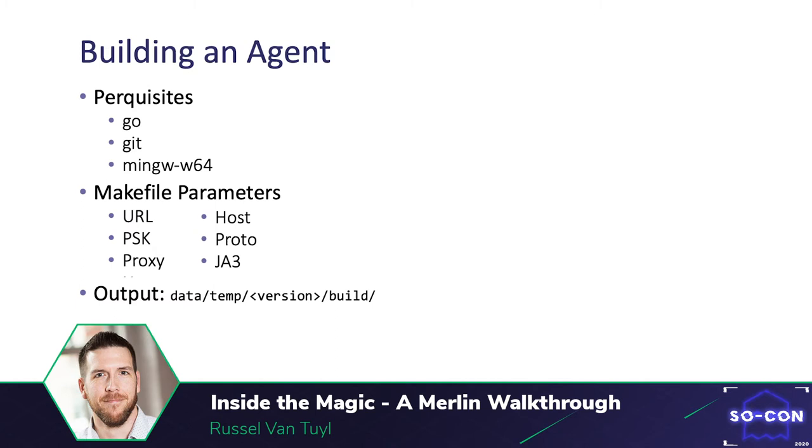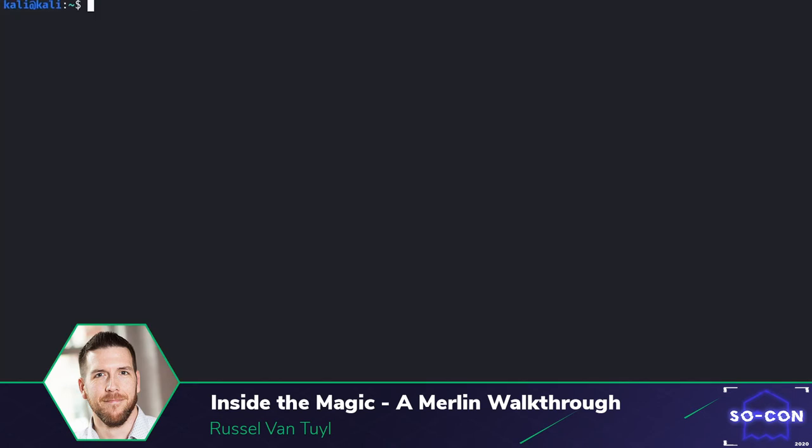There are some prerequisites for getting started to building your own agent, such as having Go installed, Git, and then mingw if you'd like to compile the DLL. Merlin comes with a makefile that you can pass command line arguments, such as the URL, pre-shared key, proxy, host, protocol, and JA3 hash that will compile you an agent with those settings already configured in the agent for execution. In this video, I will show you how to build a Merlin agent from source with a hard-coded configuration so that way you can execute the agent without passing any command line parameters.